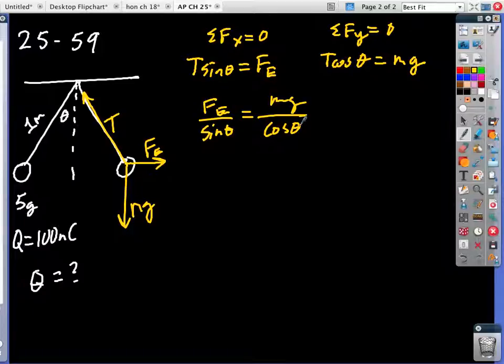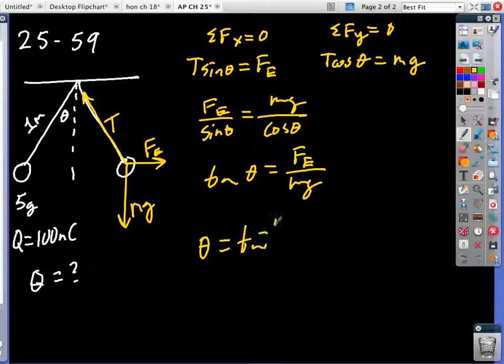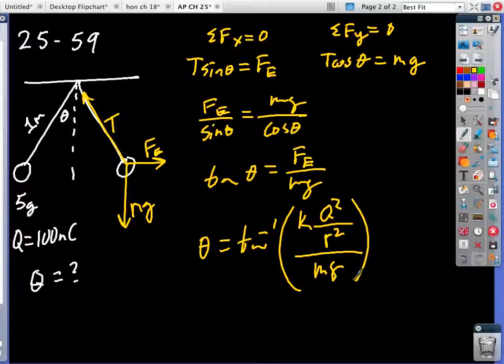And then solve? Yeah, so then what I would do is I would say tan theta is equal to Fe over mg, or theta is going to be equal to the inverse tangent of k q squared. Oh, just kidding. Oh no, I do need that. Wait, why is it q squared? Over r squared, because it's this one's effect on this one. And then that's the mg part. And of course, we have to remember that r is equal to L.